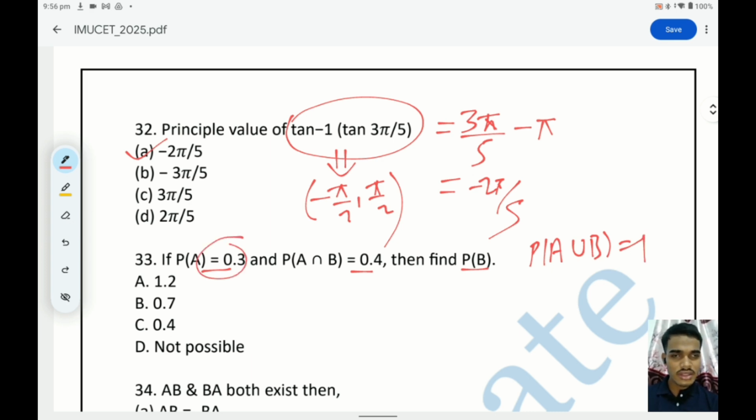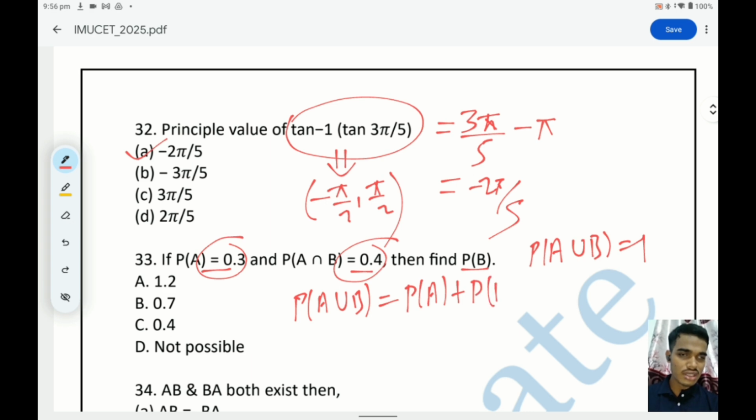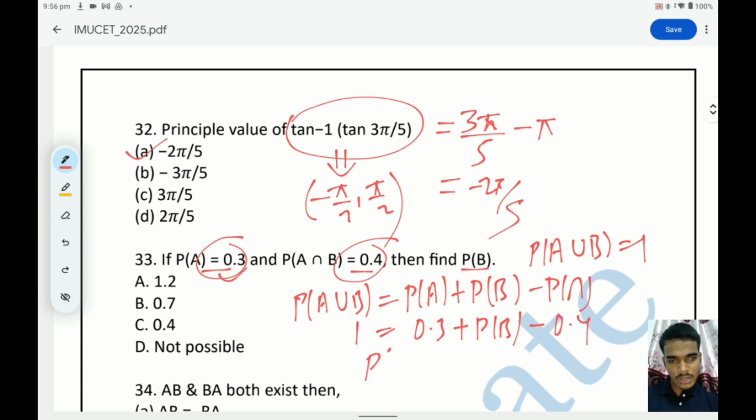And this is given. Now use the formula: P(A union B) equals P(A) plus P(B) minus P(intersection). Its value is 1 here, this one is 0.3, and this is not given, and the intersection is 0.4. If we solve it, we will get P(B) is 1.1. Any probability can't be greater than 1, so this is not possible, simple.